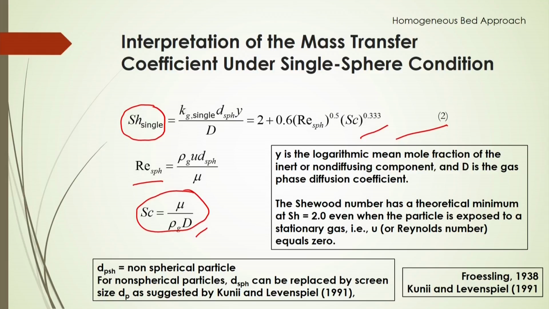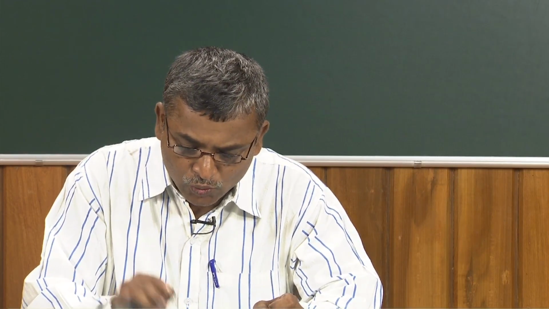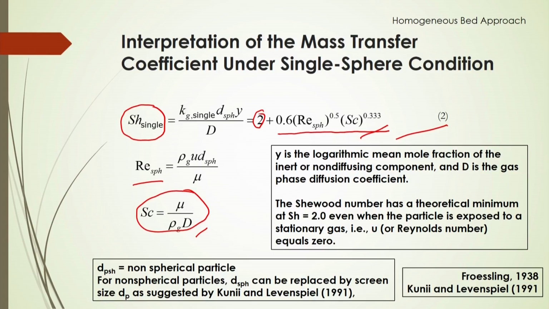The Sherwood number has a theoretical minimum value. In this case, if the gas flow is 0, then the Reynolds number will be equal to 0. So this part will be equal to 0, and the minimum value for the Sherwood number will be equal to 2. So the Sherwood number has a theoretical minimum value of 2.0, even when the particle is exposed to a stationary gas. That means u or the Reynolds number equals 0.